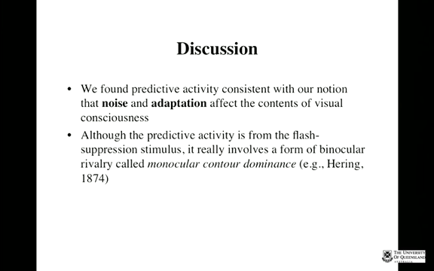And this is just some speculation. I'm still thinking about this study, what it actually means, and I'd be grateful for your advice. But a flash suppression stimulus really does involve a form of binocular rivalry. So binocular rivalry, you can define as presenting different images to the two eyes. So in the flash suppression display, you presented contours to one eye and darkness to the other. And you don't see both, you see one of them. You see the contour, you see it basically forever.